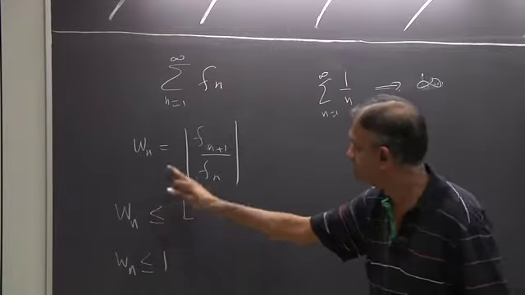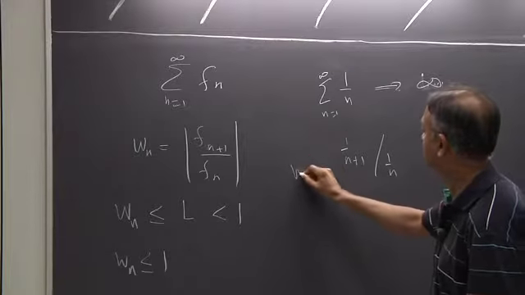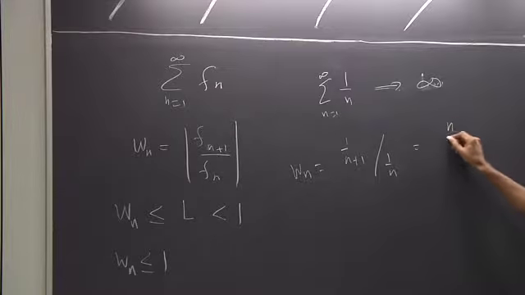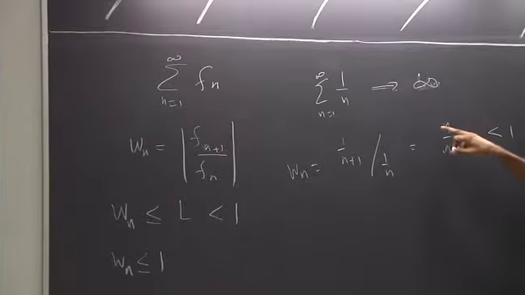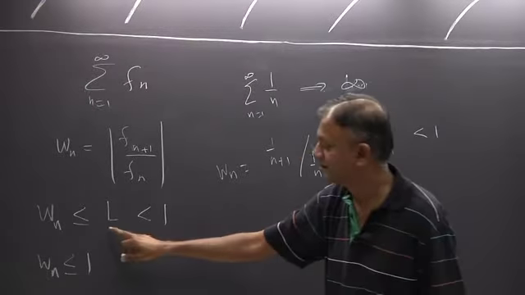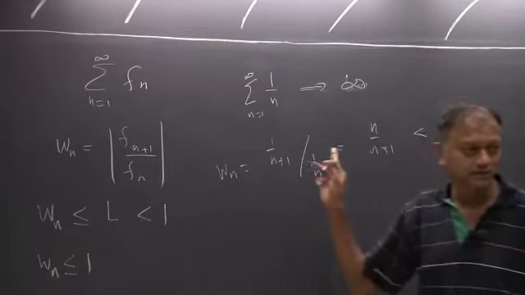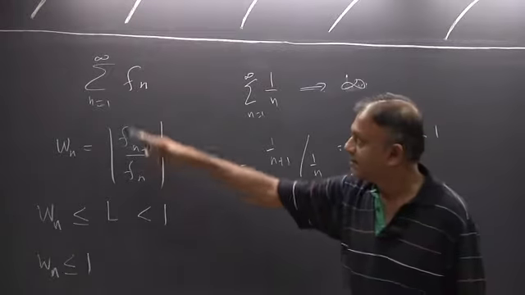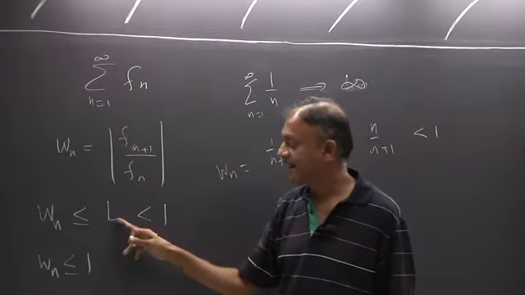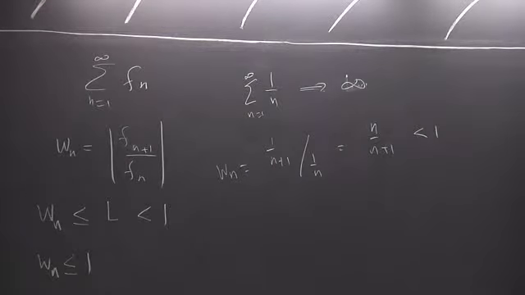However, if you just compute the ratio, Fn plus 1 is 1 over n plus 1 divided by 1 over n. This is the Wn, which is n divided by n plus 1, which is certainly less than 1 for any finite n. Of course, in the n goes to infinity limit, this becomes 1. But for any finite n, it's less than 1. So this is the situation where L is 1, and this is not convergent. So this ratio test fails if L was equal to 1. Then you cannot conclude anything. The series may be convergent or may not be convergent.